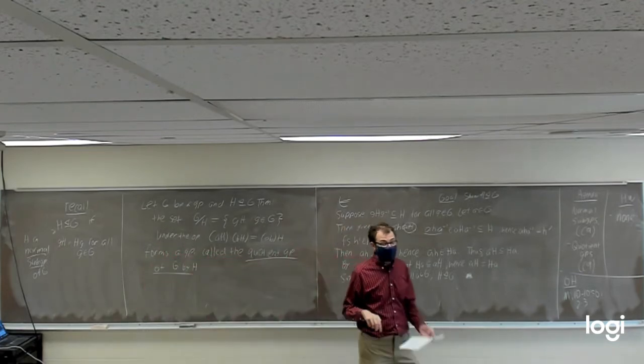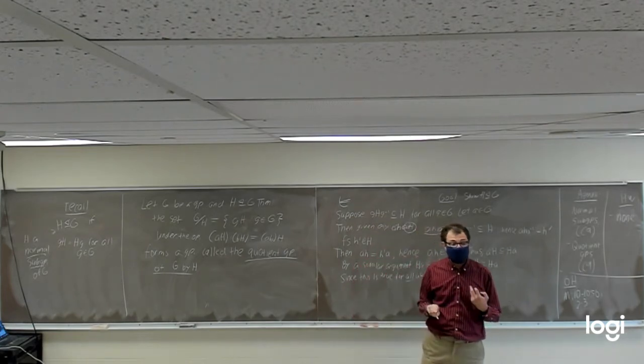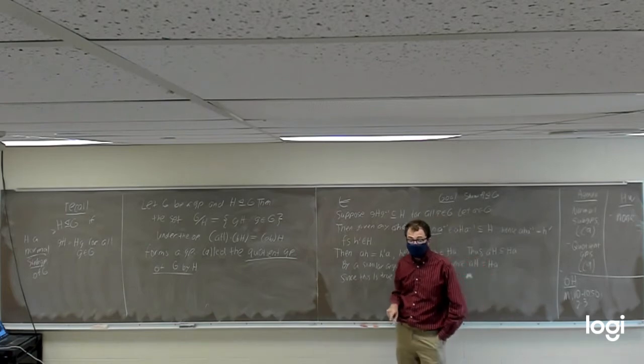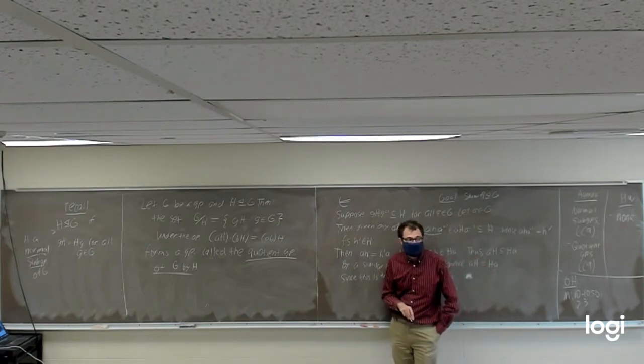In other words, if we take, given a normal subgroup H, the set of all cosets of that subgroup, that set of all cosets is itself going to form a group. Any questions? Looks like you had a thought.